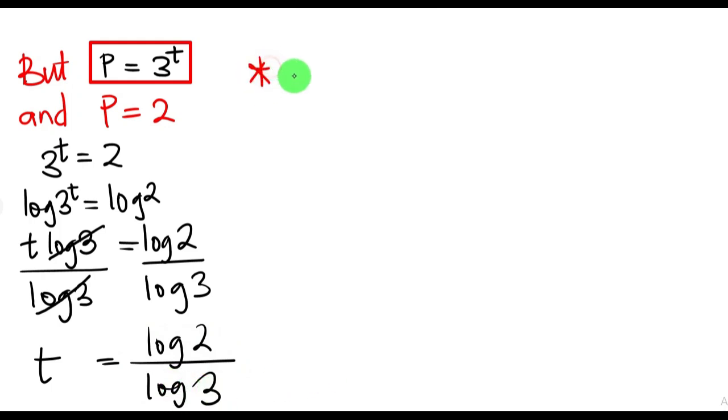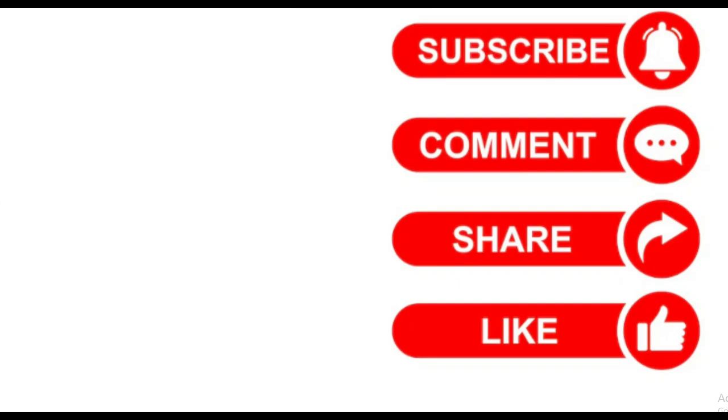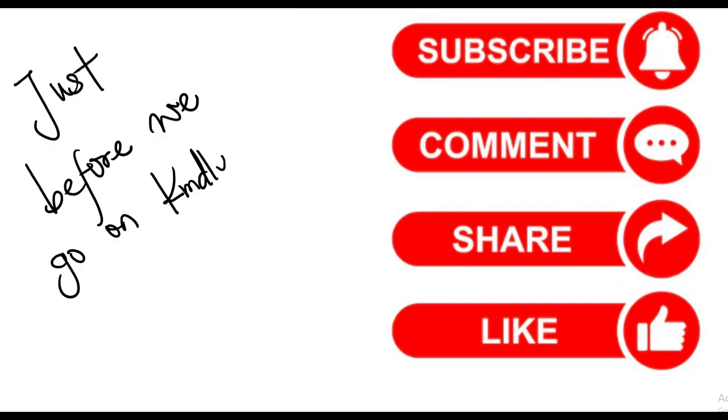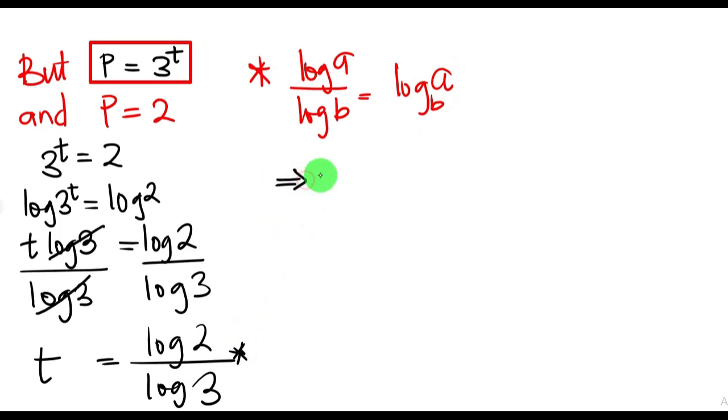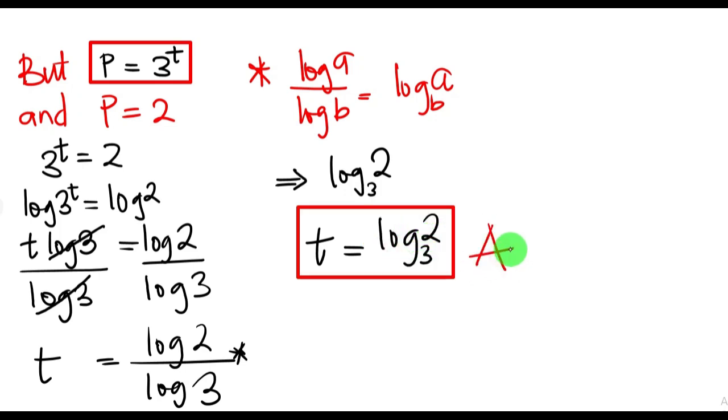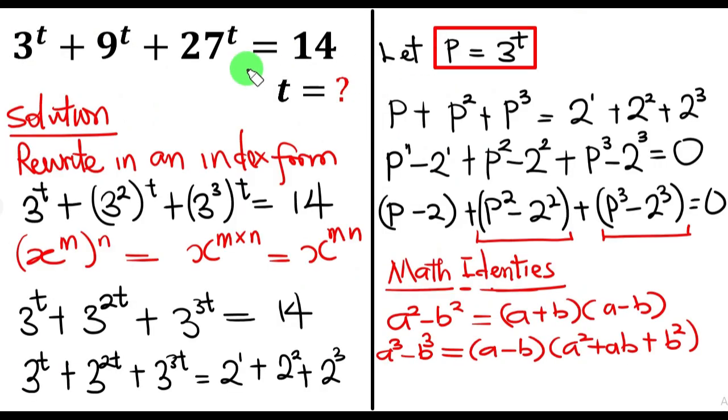And we're going to note that if we have log a over log b, this can also be written as log of a base b. Applying the same thing here, we now have log of 2 base 3. Therefore, the value of t is equal to log of 2 base 3. This is the final answer. Then we might need to verify if this value of t, log 2 base 3, is correct.